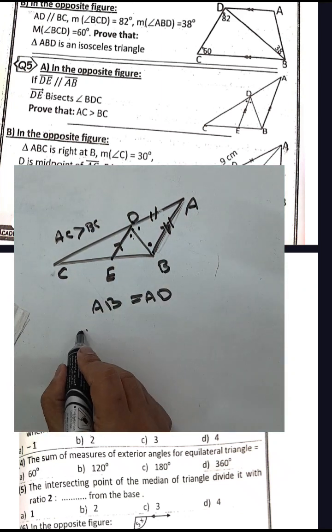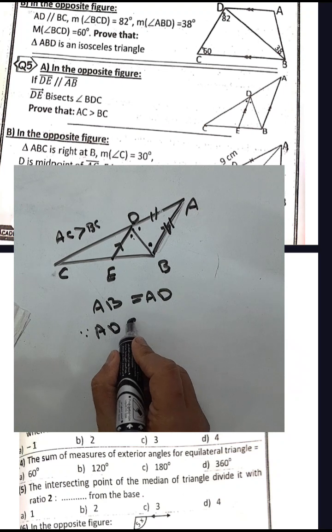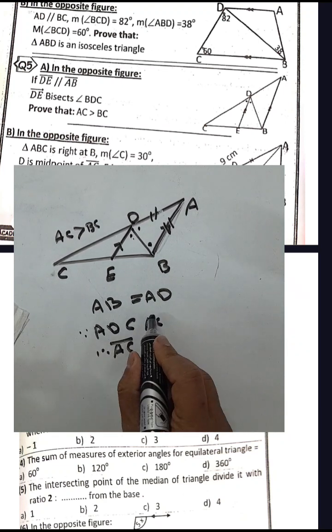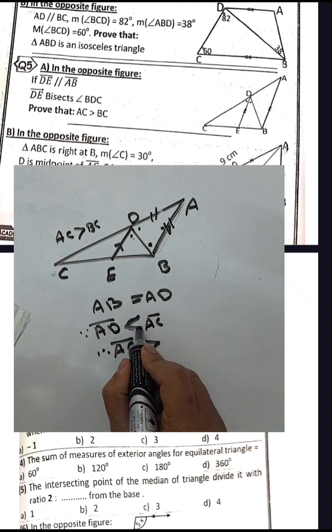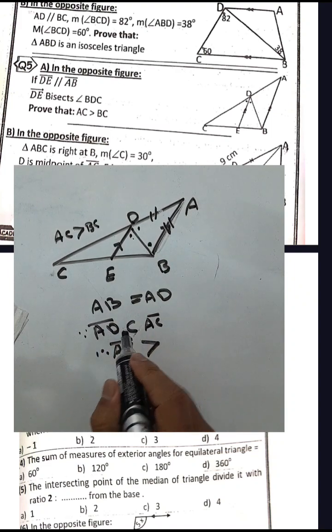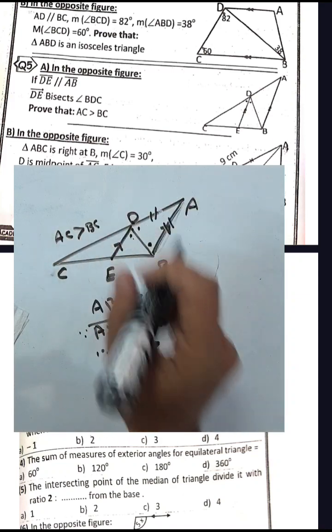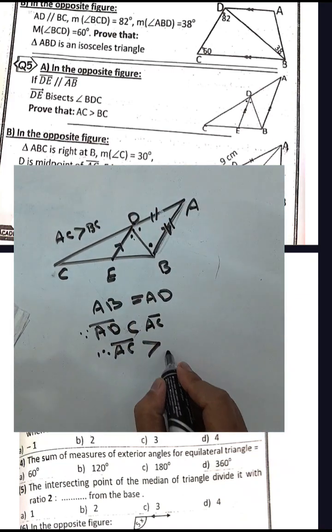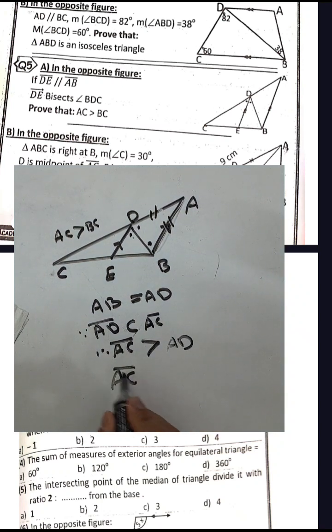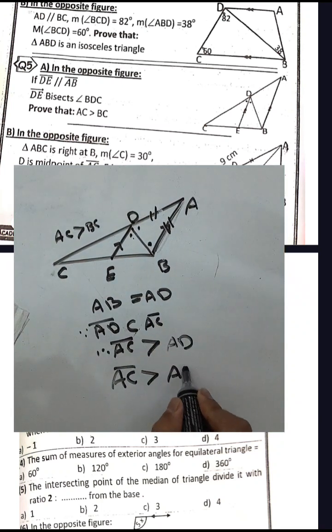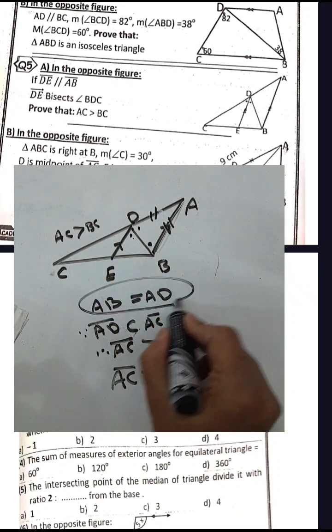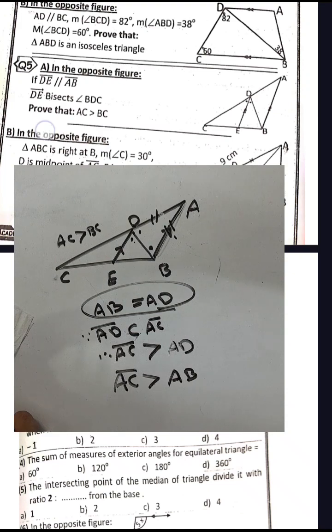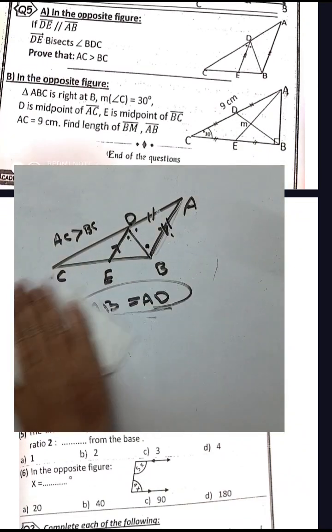AD is a subset of AC, then EC will be greater than this line segment. Okay, AD is a subset of AC, then EC is greater than AD, then EC will be greater than AB. Why? Because AB equals AD. This is the proof. Okay, next example.